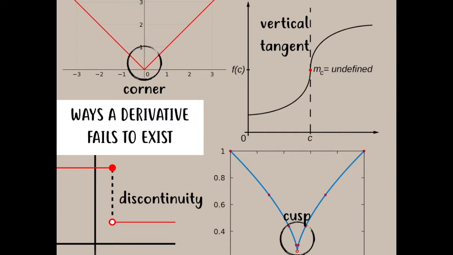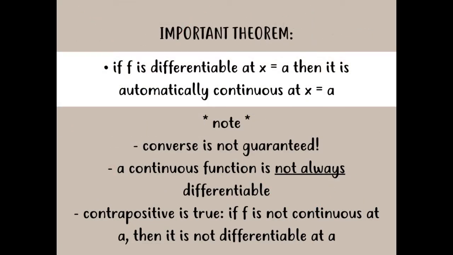An important theorem we get from this is, if f is differentiable at x equals a, then it is automatically continuous at x equals a. However, an important note is, the converse is not guaranteed. A continuous function is not always differentiable. However, the contrapositive is true. If f is not continuous at a, then it is not differentiable at a.